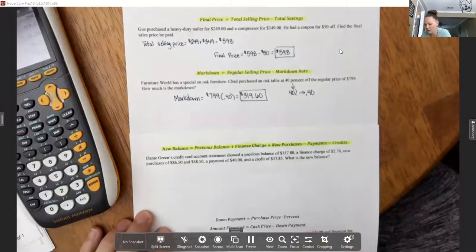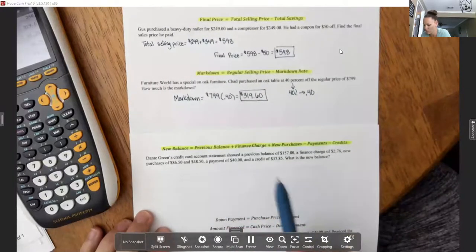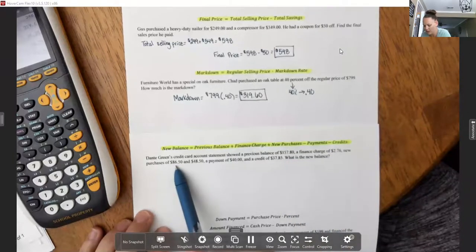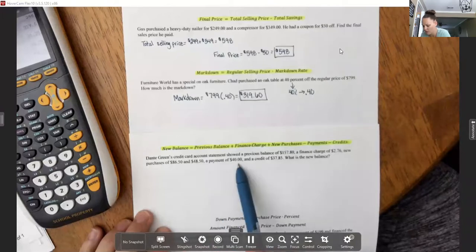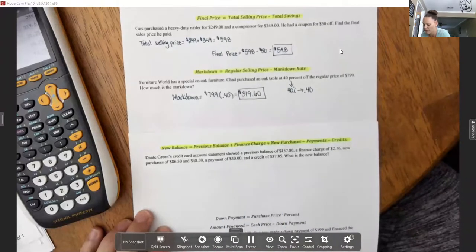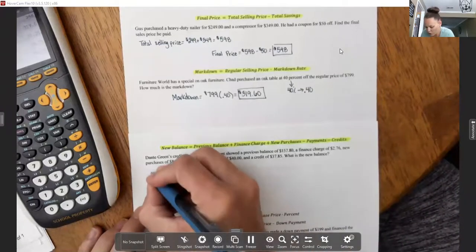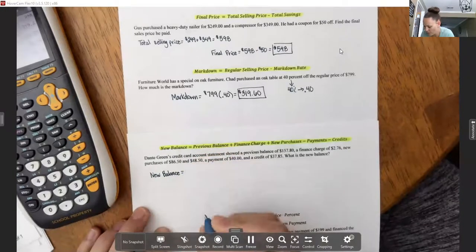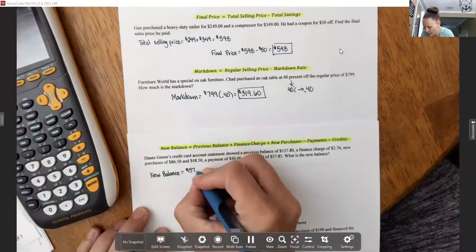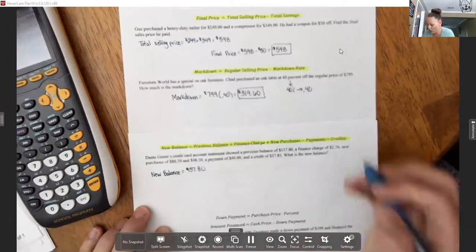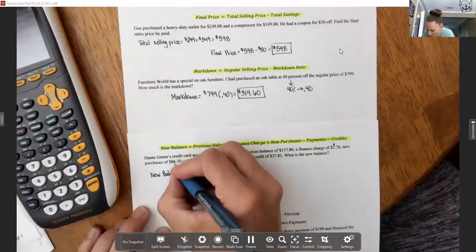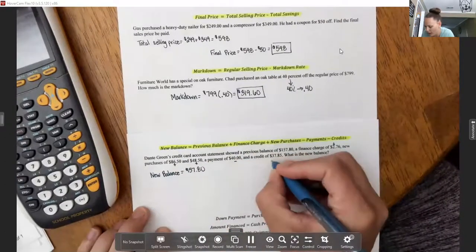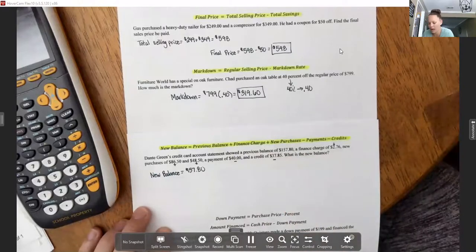So Dante Green's credit account statement showed a previous balance of $157.80, a finance charge of $2.76, new purchases of $86.50 and $48.50, a payment of $40, and a credit of $37.85. So if we want to find his new balance, we start with the previous balance, the $157.80. And then anything that was charged, so this is something we're adding, purchases we're adding, and then payments and credits, those we get to subtract because that's money that's going to be coming off of the bill.